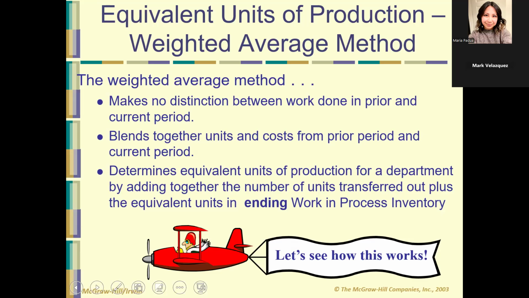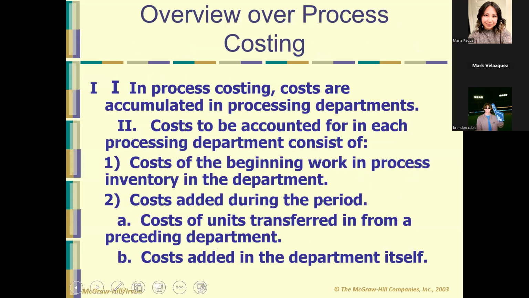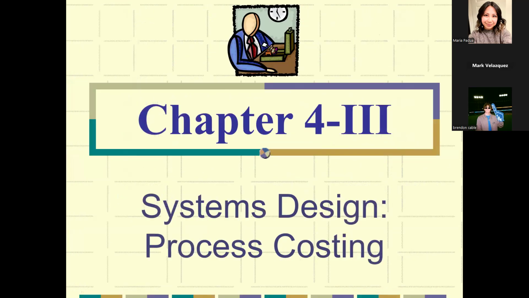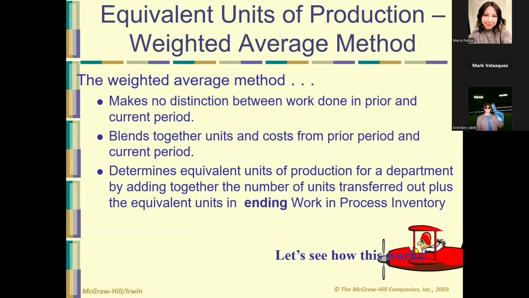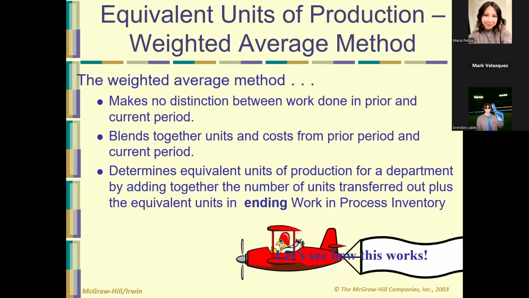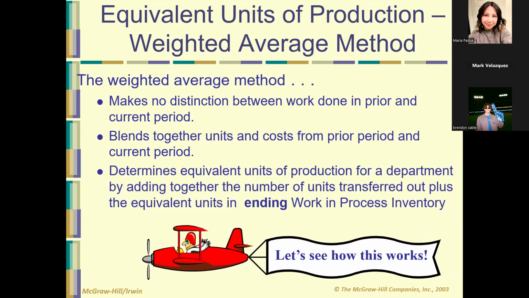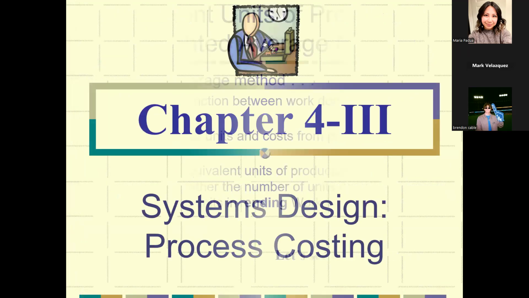Come on, this thing is giving me a hard time. Process costing. We're going to use the weighted average method. I want to see something here.